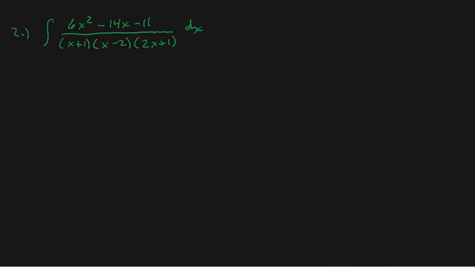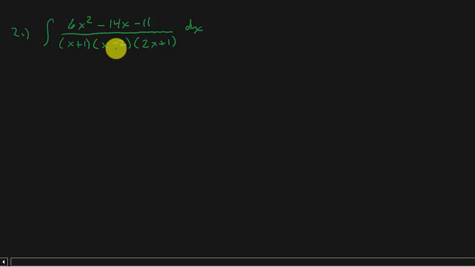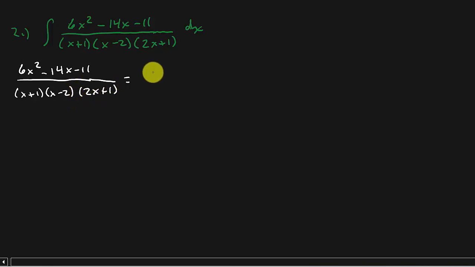So let's look at this one. So this is the same thing. Do you see how we have non-repeating linear factors? See, all of them are different. Okay. And so now I've got 6x squared minus 14x minus 11 over x plus 1 times x minus 2 times 2x plus 1. And that is equal to A over x plus 1 plus B over x minus 2 plus C over 2x plus 1. All right. So, however many different factors you have, you just keep going.